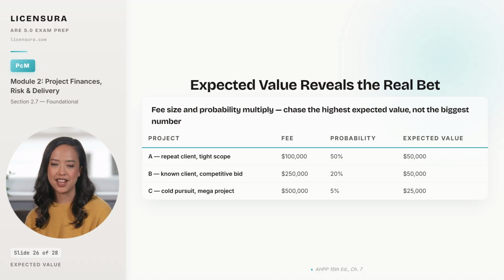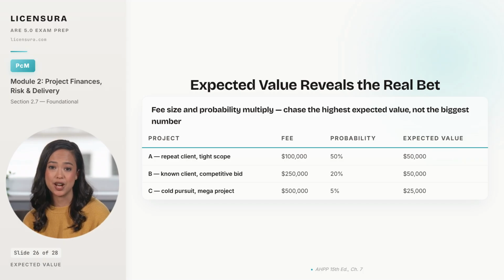Project C is the big, shiny one, a $500,000 mega project from a cold pursuit with a real 5% chance of winning, which yields an expected value of $25,000. Most firms chase Project C because the headline fee is biggest. The math says Project C is the worst use of your BD budget because the probability discount swamps the fee size. The lesson is that pursuit cost is roughly constant across all three.